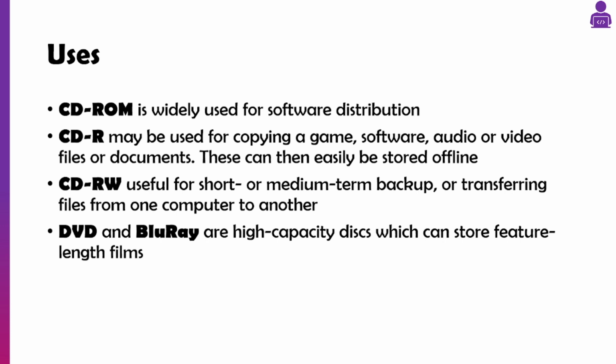We usually use CD-ROMs to send software out. You don't want to overwrite a CD-ROM. A CD-R might be used if you're going to make a copy of something. RW is good to use almost like a hard drive, like a lot of people used to put their coursework and things on a CD. And DVD and Blu-ray are high capacity, so we store things like films.